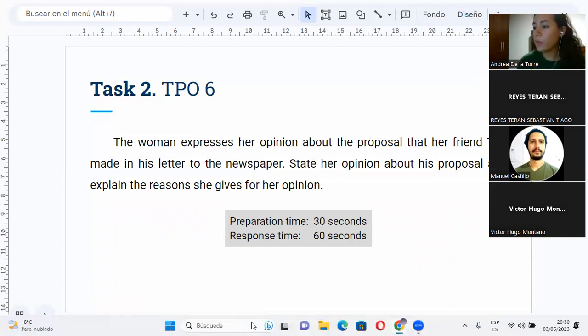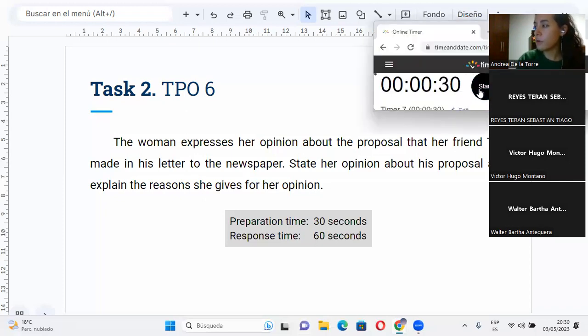Okay. Now the woman expresses her opinion about the proposal that her friend Tim made in his letter to the newspaper. State her opinion about his proposal and explain the reasons she gives for holding that opinion. Okay? Now you will have 30 seconds to prepare your responses.